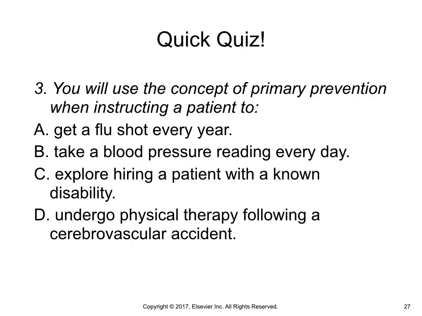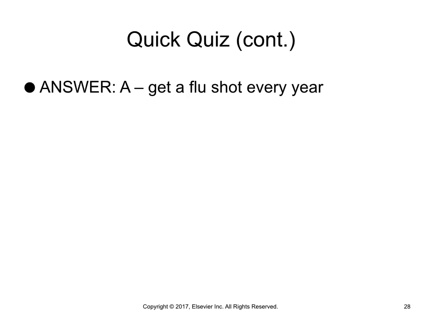Time for a quick quiz. You will use the concept of primary prevention when instructing a patient through which of the following: A. Get a flu shot every year. B. Take a blood pressure reading every day. C. Explore hiring a patient with a known disability. Or D. Undergo physical therapy following a cerebrovascular accident. The answer is A. Getting a flu shot every year.